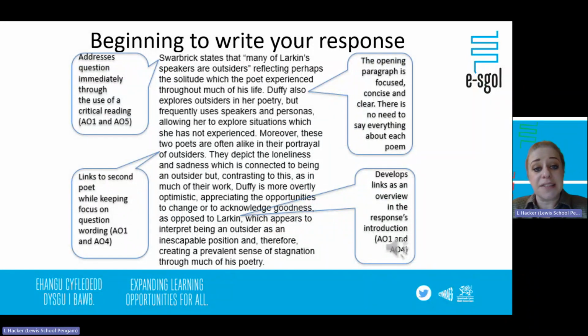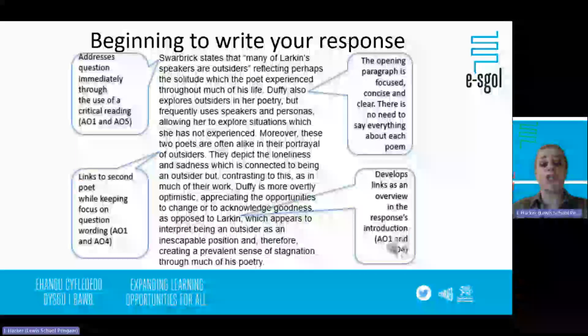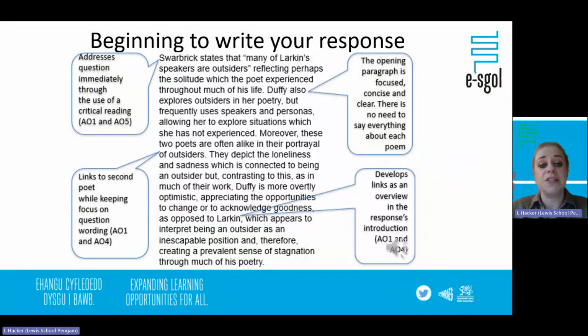Swarbrick states that many of Larkin's speakers are outsiders, reflecting perhaps the solitude which the poet experienced throughout much of his life. Duffy also explores outsiders in her poetry, but frequently uses speakers and personas, allowing her to explore situations which she has not experienced. Moreover, these 2 poets are often alike in their portrayal of outsiders. They depict the loneliness and sadness which is connected to being an outsider, but contrasting to this, as in much of their work, Duffy is more overtly optimistic, appreciating the opportunities to change or to acknowledge goodness, as opposed to Larkin, which appears to interpret being an outsider as an inescapable position and therefore creating a prevalent sense of stagnation through much of his poetry.